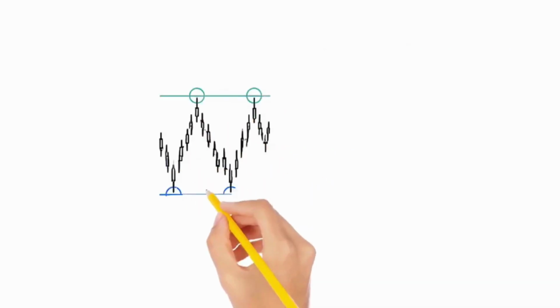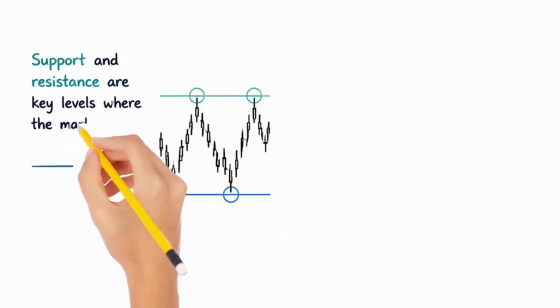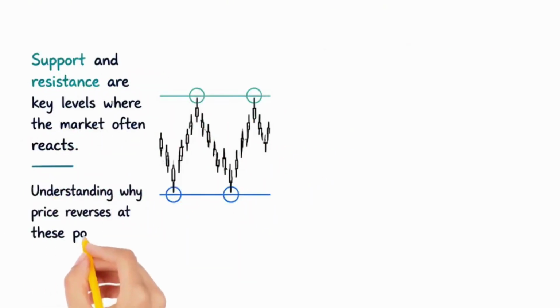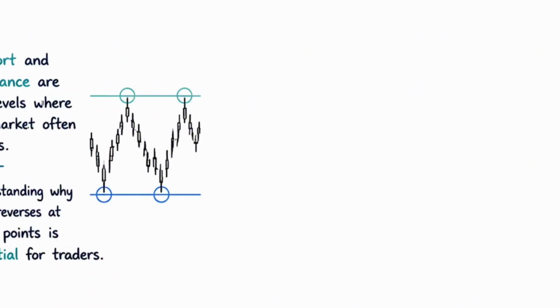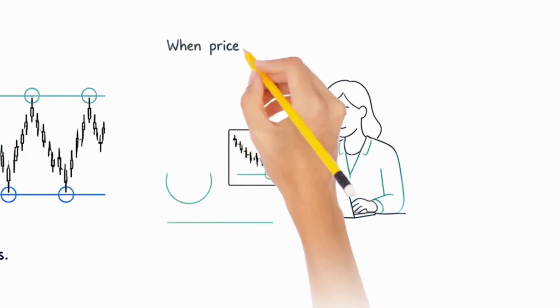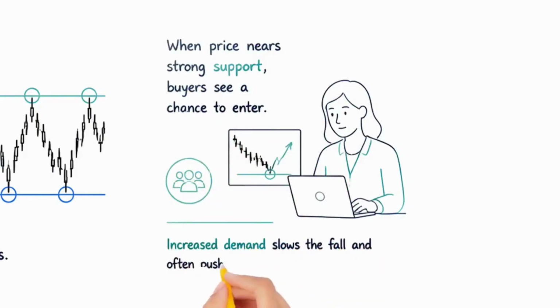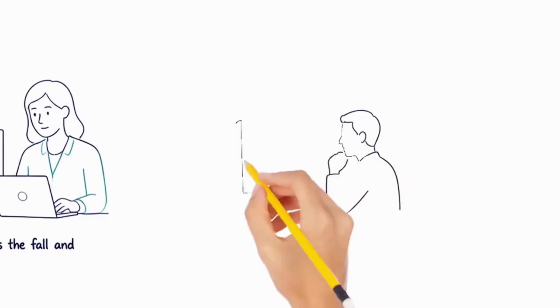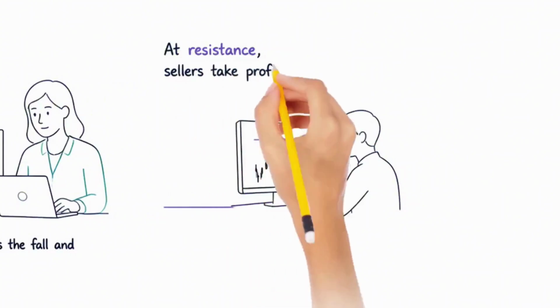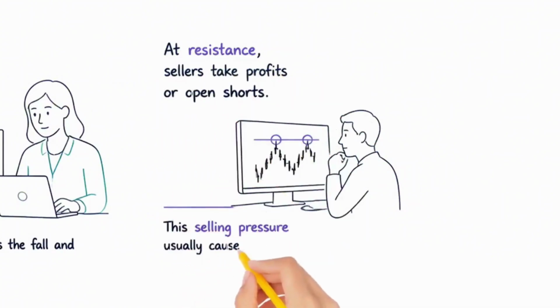Support and resistance are key levels where the market often reacts. Understanding why price reverses at these points is essential for traders. When price nears strong support, buyers see a chance to enter. Increased demand slows the fall and often pushes price up. At resistance, sellers take profits or open shorts. This selling pressure usually causes price to reverse downward.